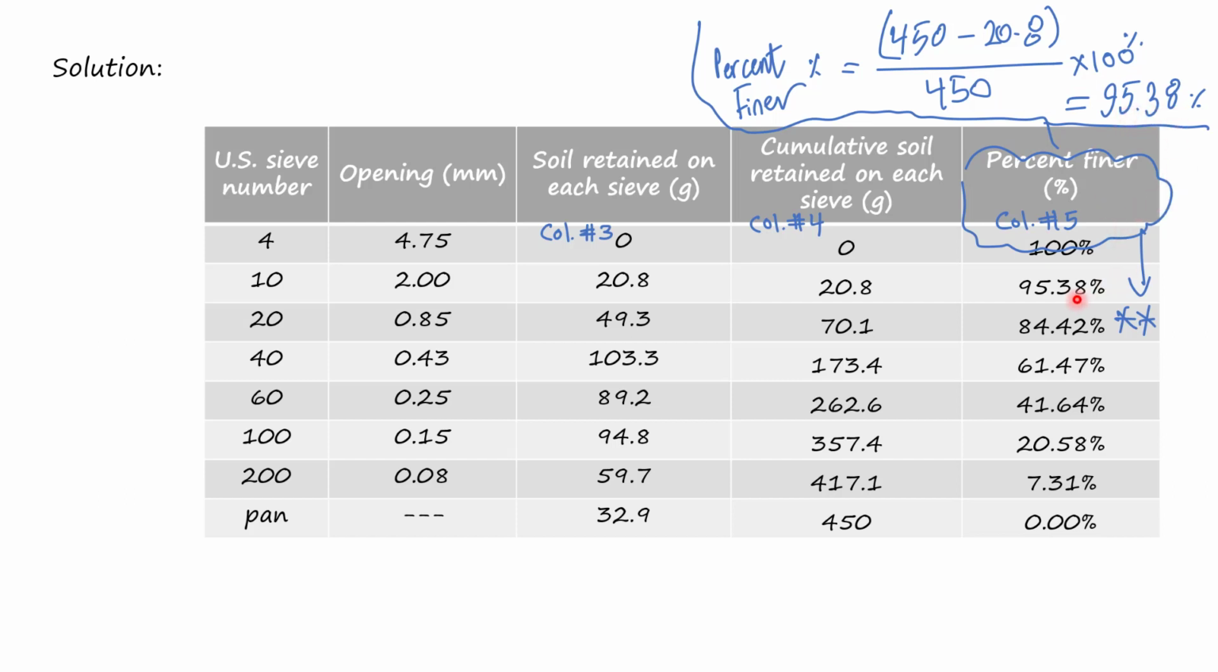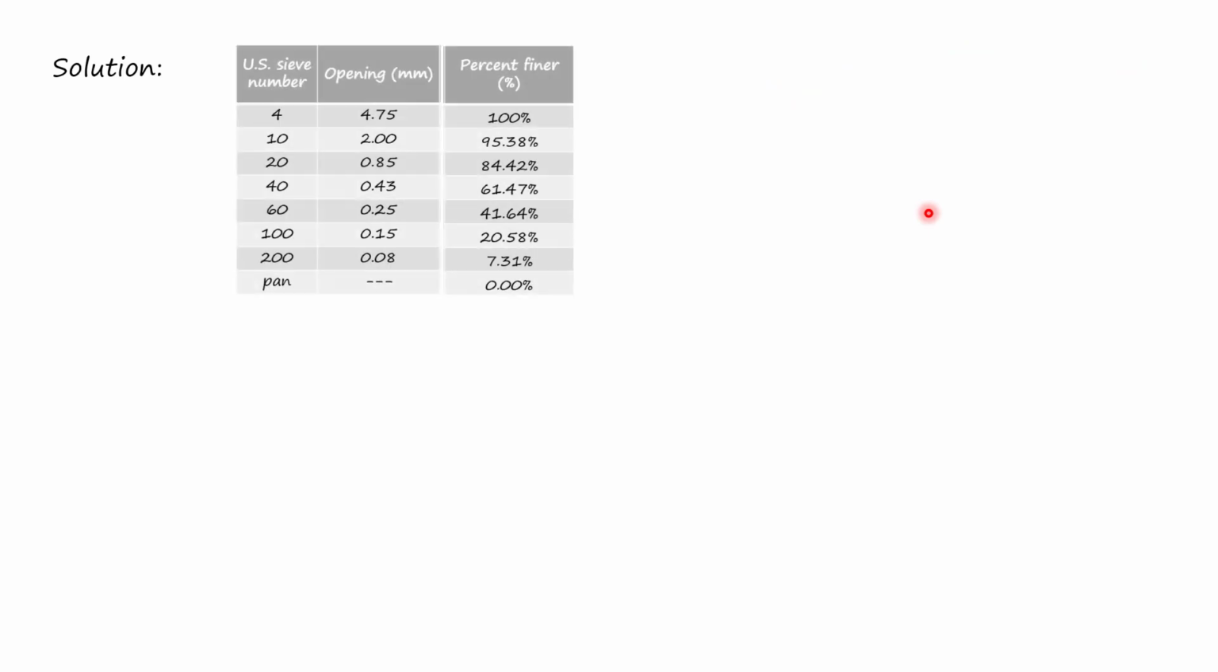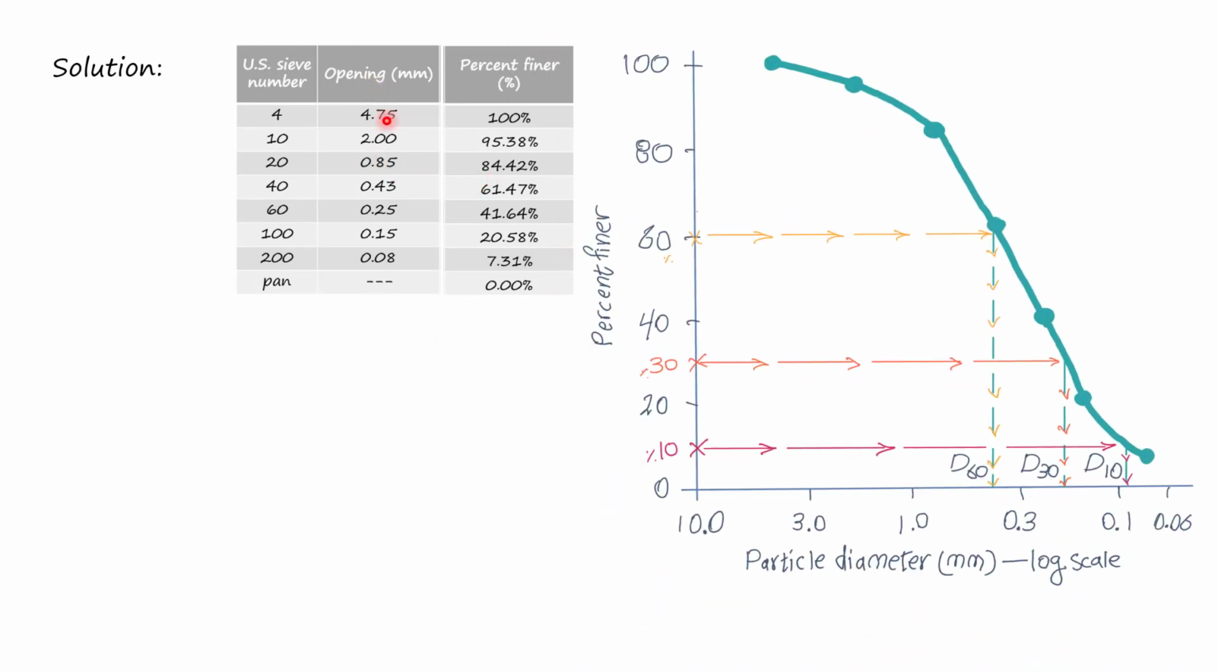For example, the 95.38 is here. How are we going to determine that? 450 minus 20 over 450 is 95, and so on. So as simple as that, that's how you're going to determine the cumulative and how you're going to determine the percent finer. In order to solve the question, we need the percent finer and we need the opening in millimeters. So basically all we need is just 2 columns. And now I'm going to tell you why we need those columns.